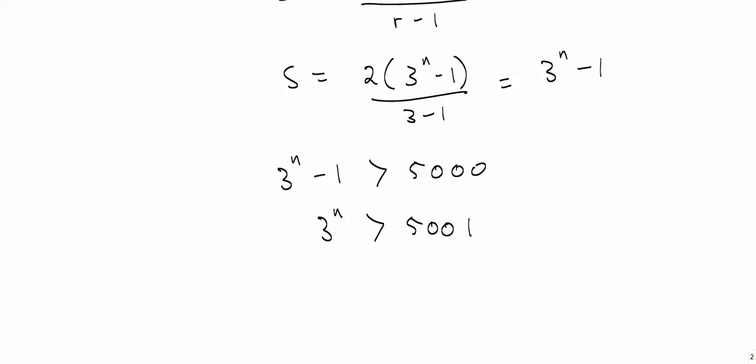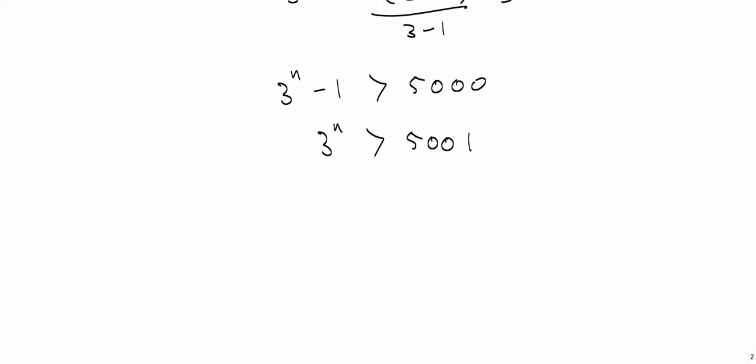Now, just like in the previous video where we had inequalities where the unknown, the n, is in the power, the index, we need to use logarithms. If 3 to the n is greater than 5,001, then the logarithm of 3 to the n is greater than the logarithm of 5,001, because as you remember, logarithm is an increasing function. If that is greater than that, then the log of that is greater than the log of that. It's true for any base. Well, let's take base 10 here.